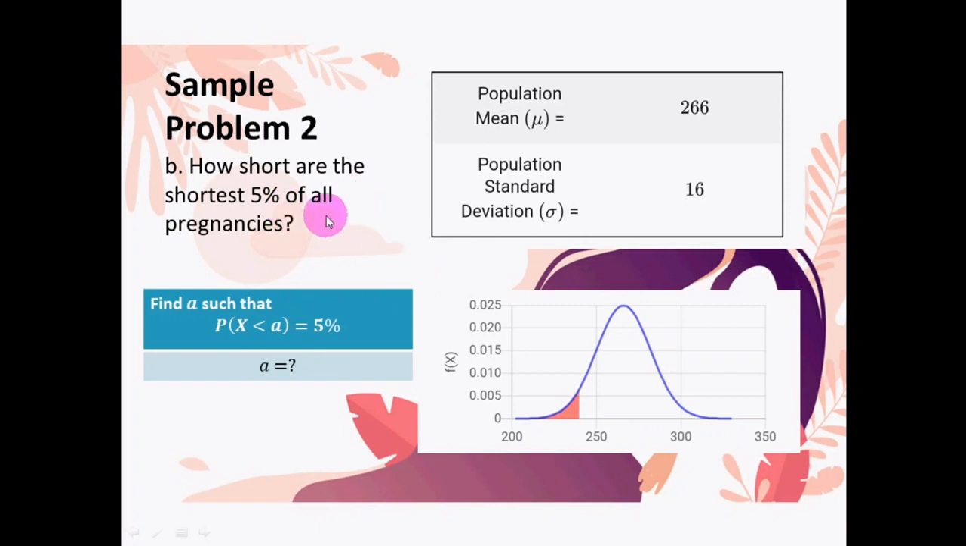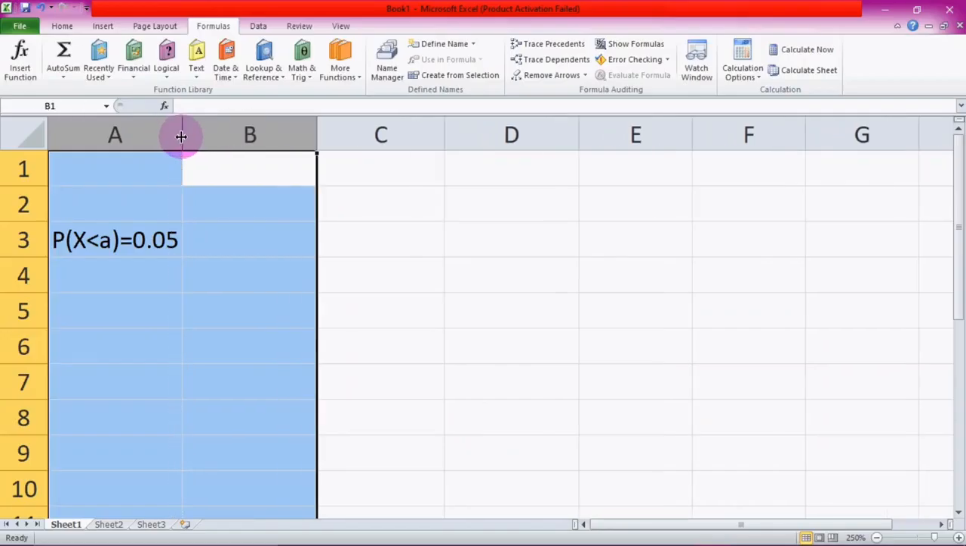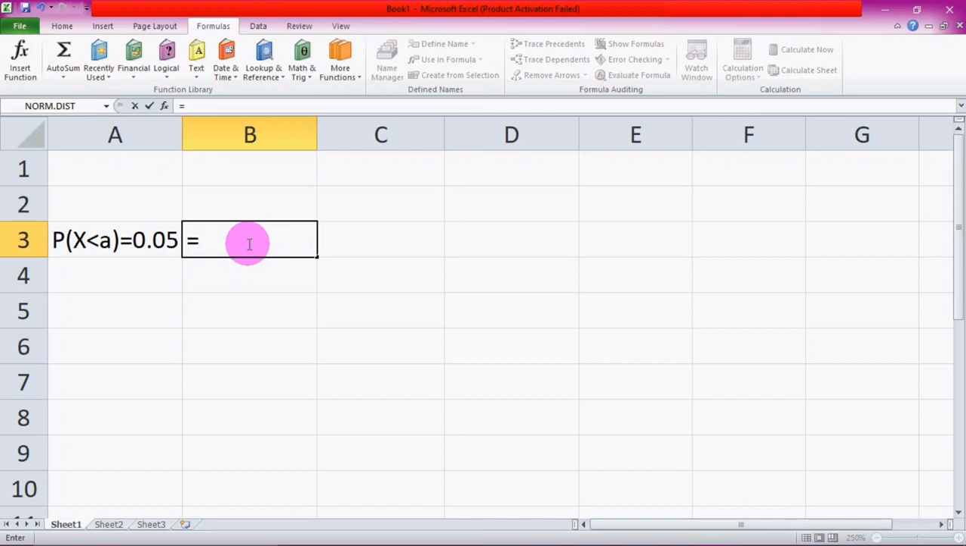So how short are the shortest 5% of all pregnancies? So we are asked about the value of A such that the probability that X is less than A is 5%. Or in other words, we are looking for the value of A such that the area to the left of A is 0.05. So now we can use Microsoft Excel to compute for this value. We are going to use the inverse. The formula is equals norm dot inverse.